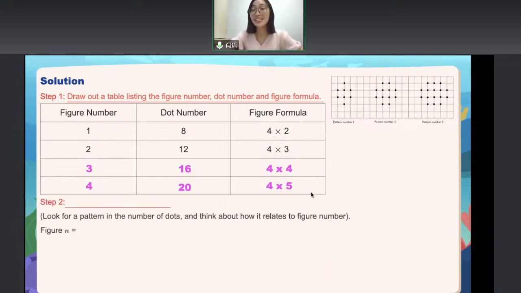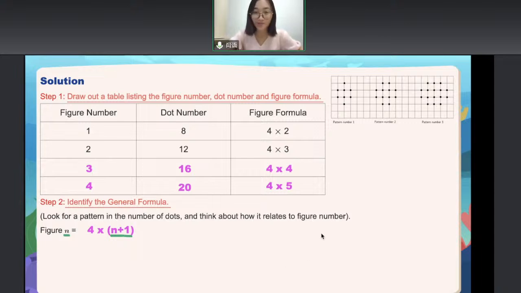Okay, so for the second step, what should we do? Now you can try to identify the general formula. What is the formula? We already know that the number of dots is always a multiple of 4, and how many 4s are there? Actually, it is always the figure number plus 1. So when it comes to the nth figure, there should be n plus 1 fours in total.